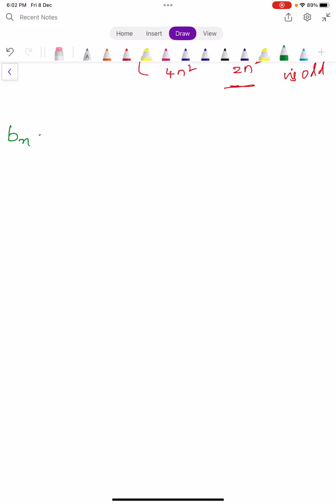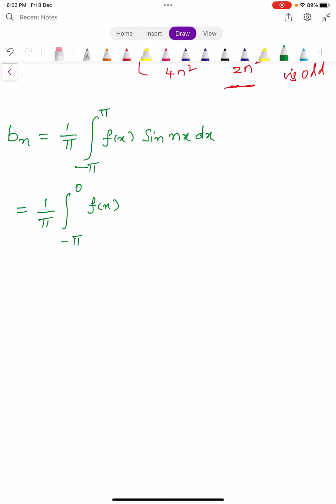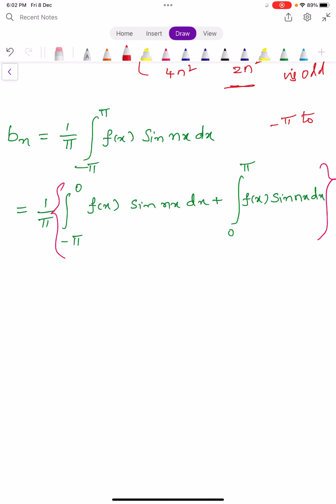Again, bn equals 1 by pi integral minus pi to plus pi f of x sin nx dx. Again split the integration: 1 by pi integral minus pi to 0 f of x sin nx dx plus integral 0 to pi f of x sin nx dx. Here again in the interval from minus pi to 0, the value of f of x is 0. Here the value of f of x is pi x by 4.